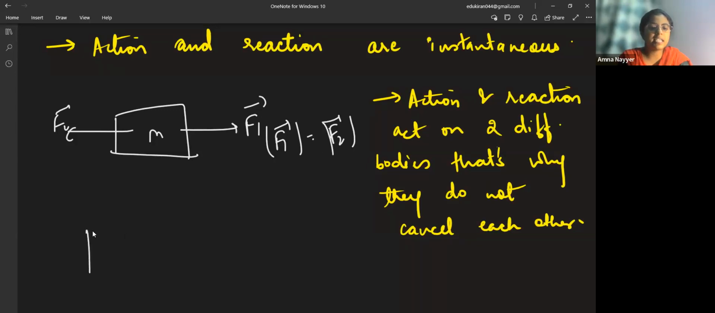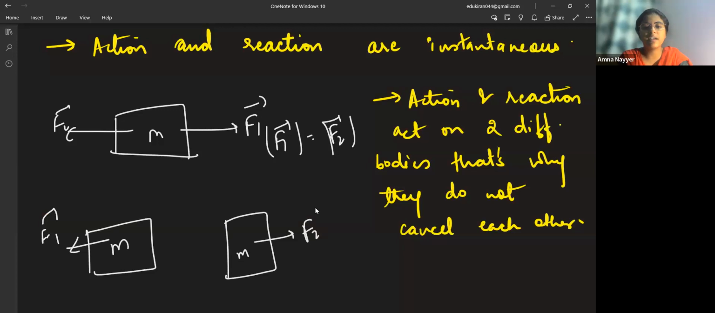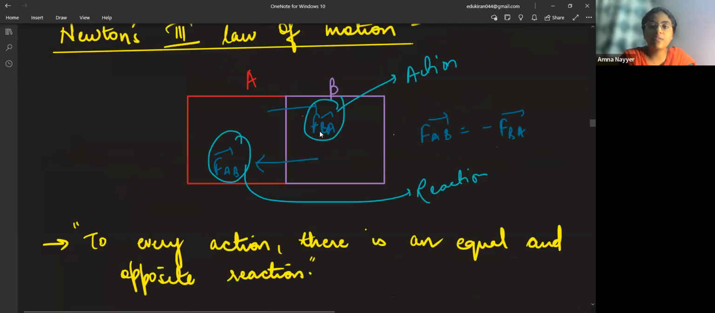But if force F1 is occurring on this body, and force F2 is occurring on that body, will you say they cancel each other? No, because they are forces acting on two different bodies. Look at the example above. Force FBA was acting on B, and FAB was acting on A. If two different forces are acting on two different bodies, how can you cancel them? Even in one body, the same thing occurs.